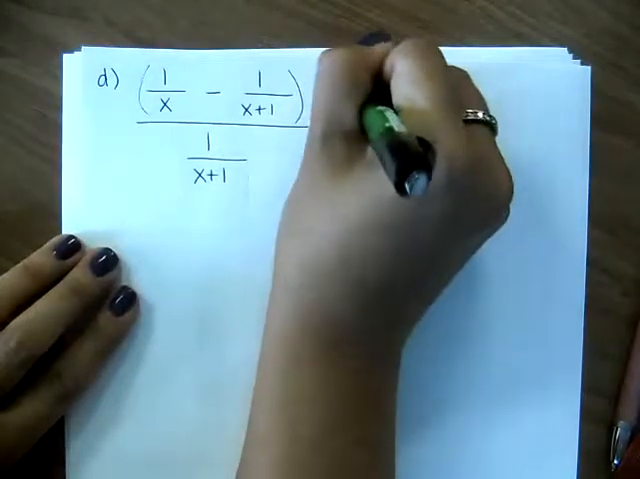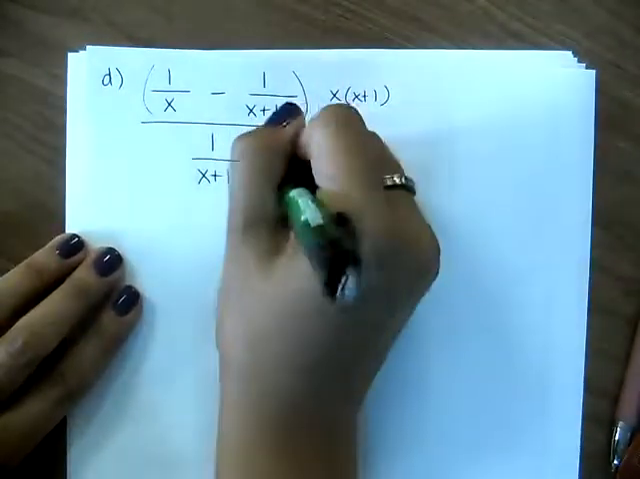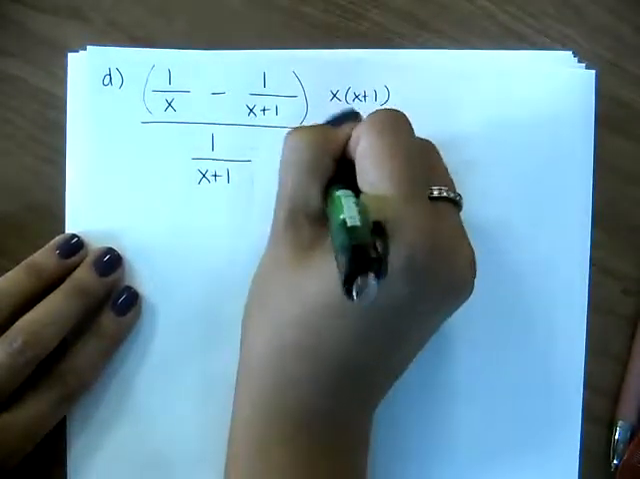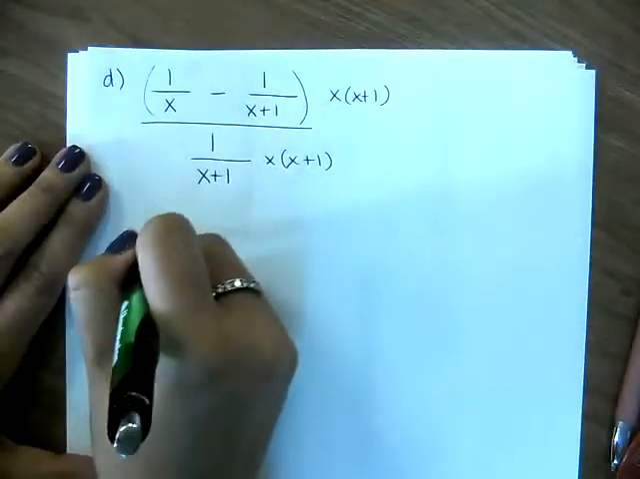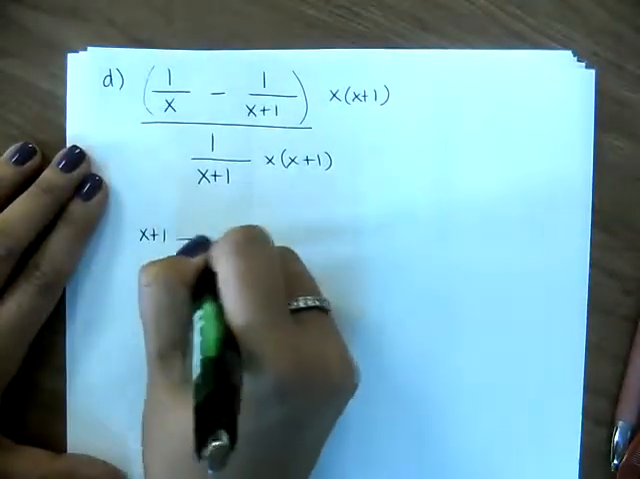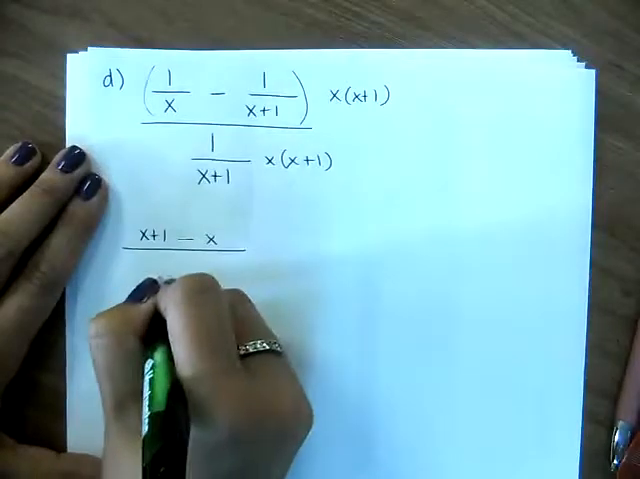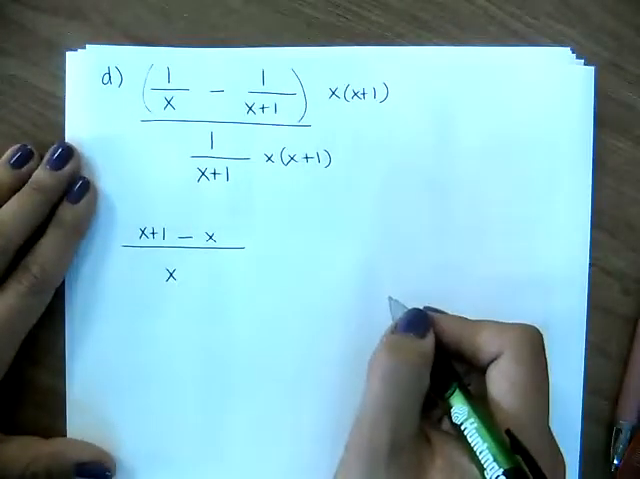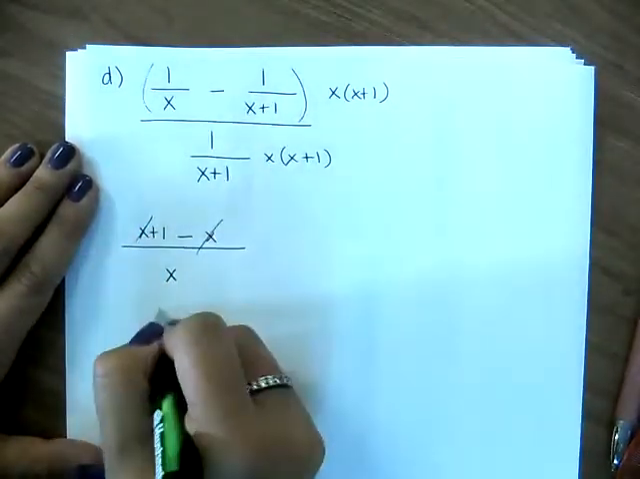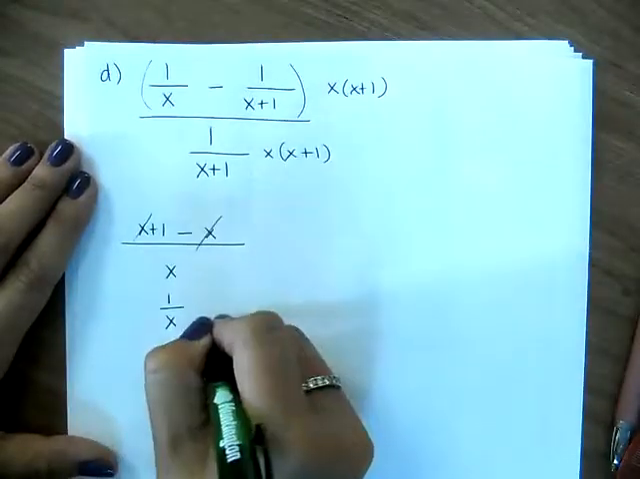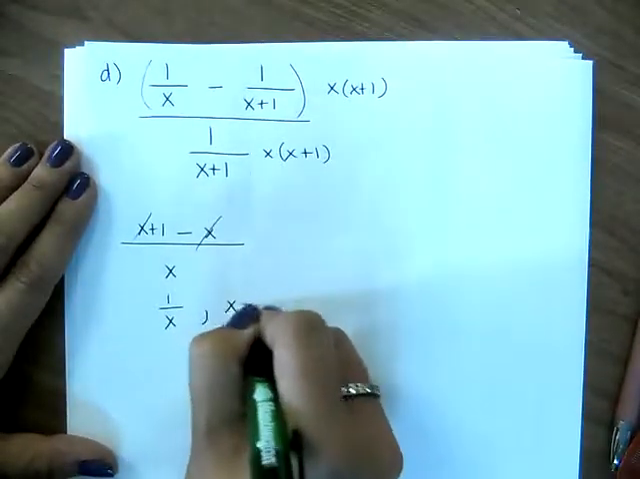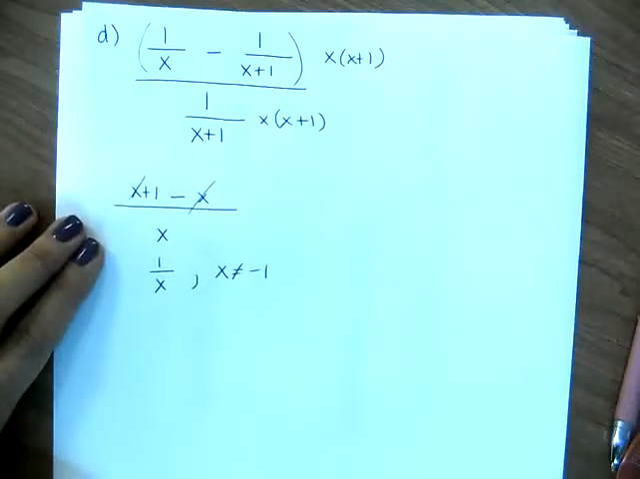Did you multiply by x times x plus 1? Okay, so when you did that, you should have got x plus 1 minus x over x. These x's cancel. We're left with 1 over x. The restriction you have to list is that x can't equal negative 1.